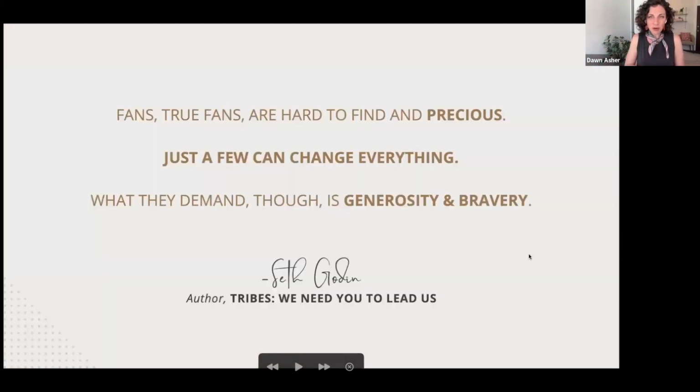This is a quote that I have lived by since the start of my career in this, by Seth Godin. True fans are hard to find and precious. Just a few can change everything. What they demand, though, is generosity and bravery.